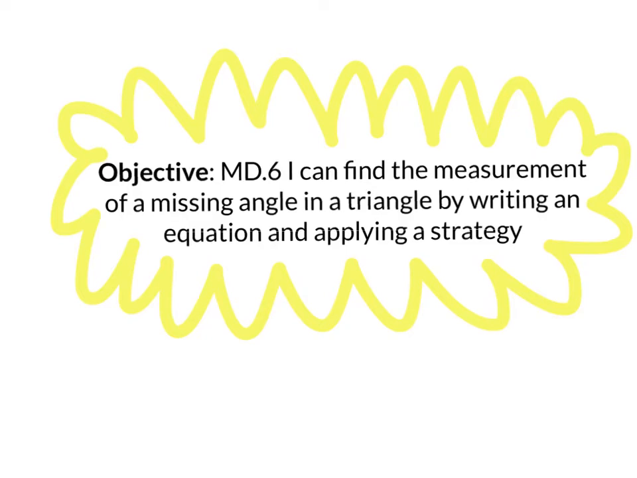Today's objective is: I can find the measurement of a missing angle in a triangle by writing an equation and applying a strategy. So today's objective is the same as the last 2 days. The only difference here is we're going to be talking about missing angles in triangles.